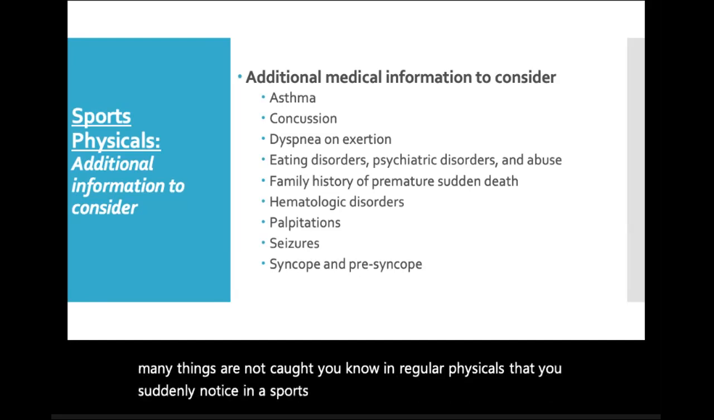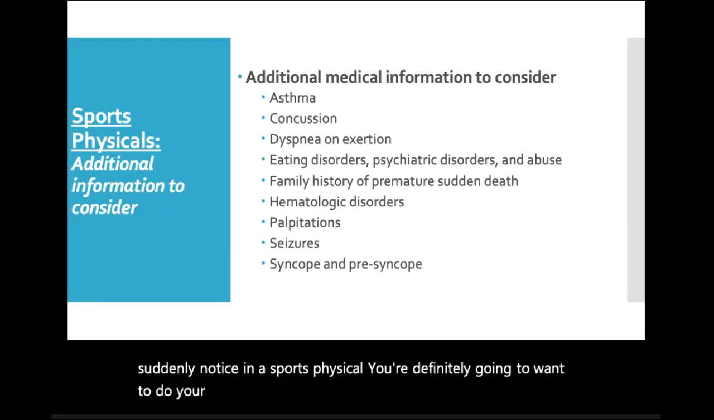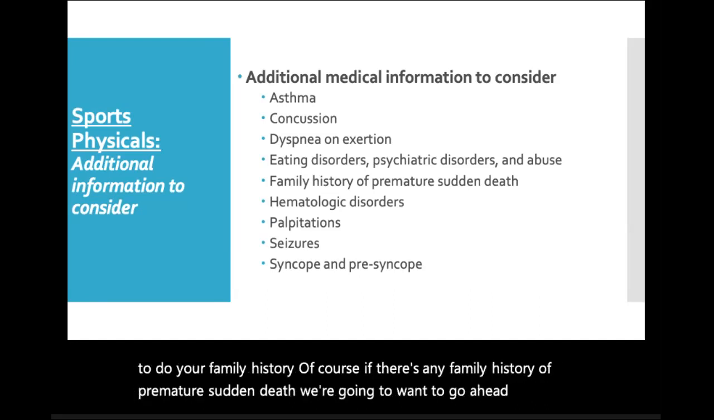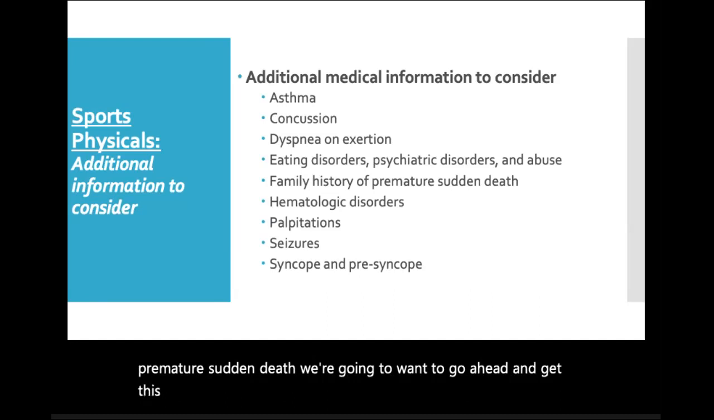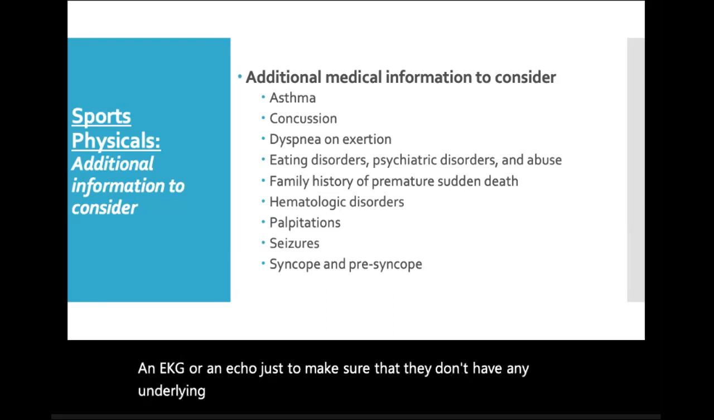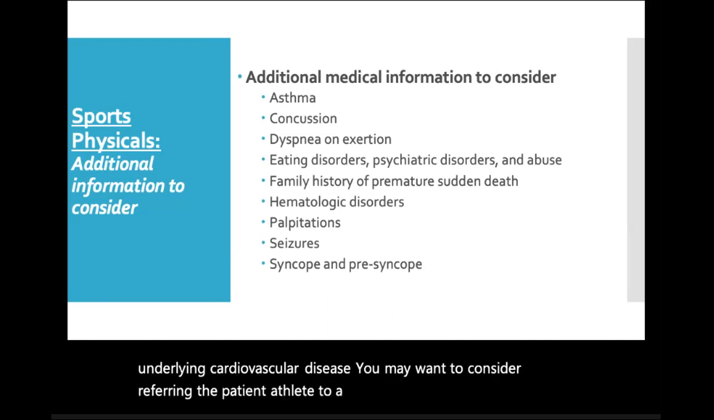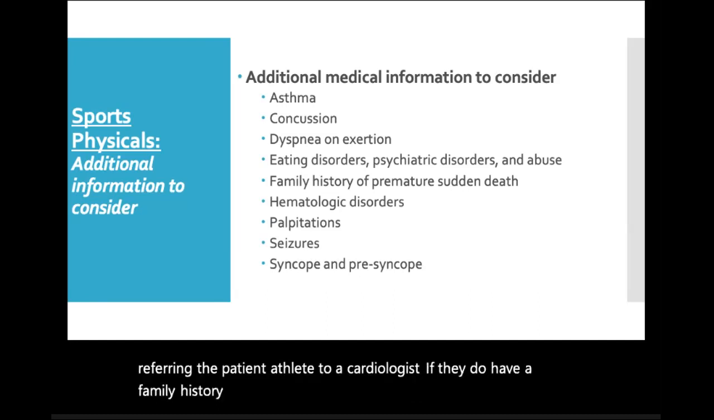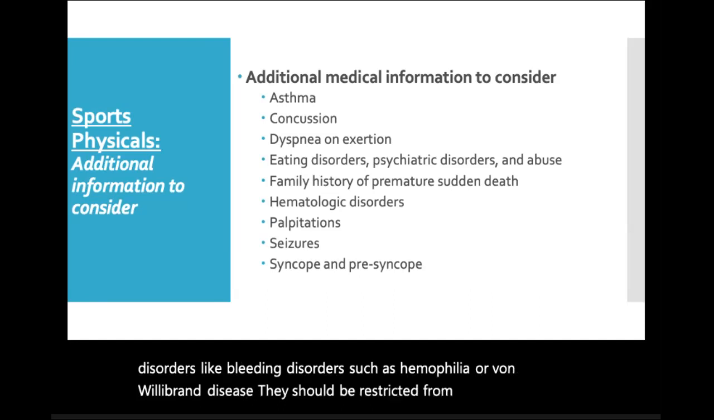You're definitely going to want to do your family history. Of course, if there's any family history of premature sudden death, we're going to want to go ahead and get this student an EKG or an echo, just to make sure that they don't have any underlying cardiovascular disease. You may even want to consider referring the athlete to a cardiologist if they do have a family history of premature sudden death. Any hematological disorders like bleeding disorders such as hemophilia or von Willebrand disease, they should be restricted from contact or collision sports.